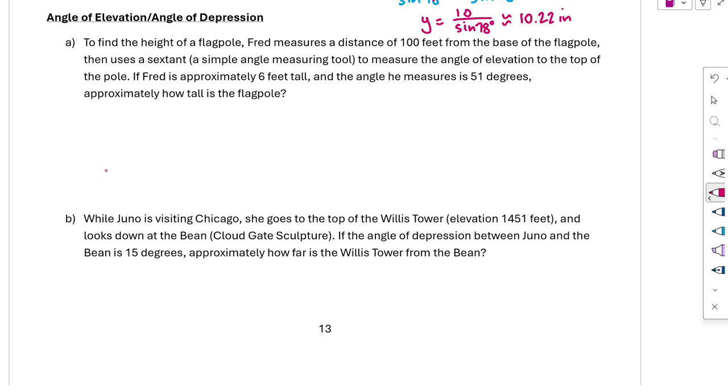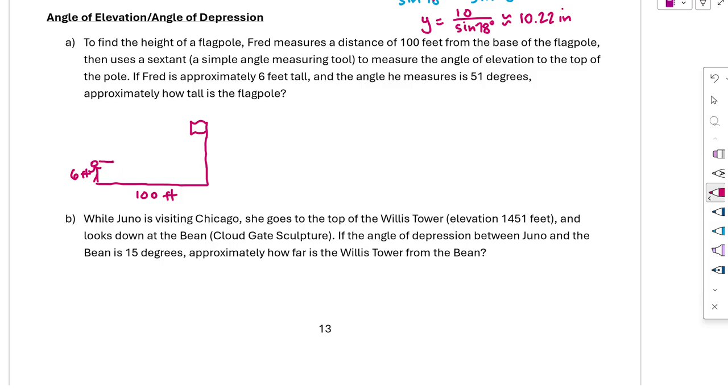Okay, so we have a flagpole. Yep, got a flag on it. And that is 100 feet from Fred. Here's Fred. Oh, okay, I was about to draw Fred. I guess I'll just draw him here. That's fine. Fred, standing right there. He uses a sextant, which is a simple angle measuring tool, to measure the angle of elevation to the top of the flagpole. Okay, so Fred is approximately 6 feet tall. Notice they're giving us Fred's height in feet, 6 feet. And he measures the angle as 51 degrees.